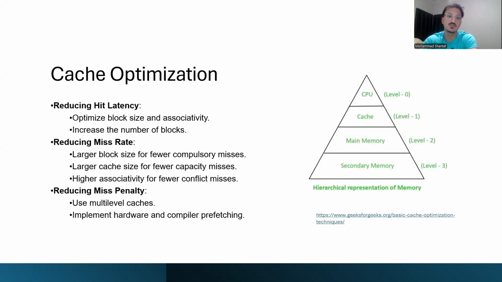Next over here, we'll be going over cache optimization: reducing hit latency, reducing miss rate, and reducing miss penalty. If we are able to reduce all of these, we will be able to optimize our cache. Hit latency, reducing that will be done by increasing the number of blocks. To reduce the miss rate, we need larger block sizes, larger cache sizes, and higher associativity. As for reducing miss penalty, we use multi-level caches and implement hardware and compiler prefetch.